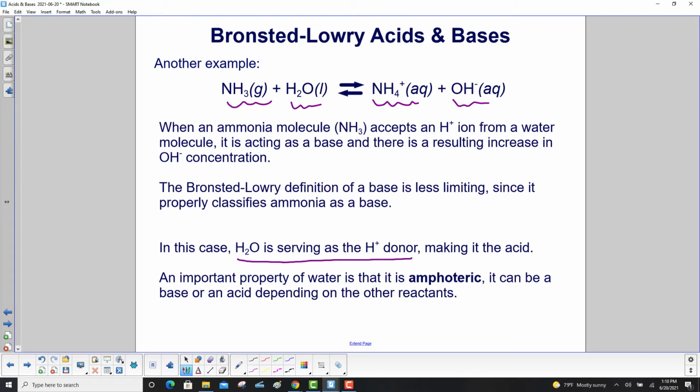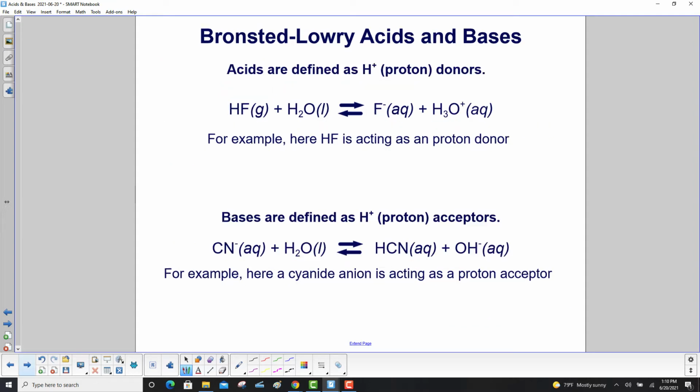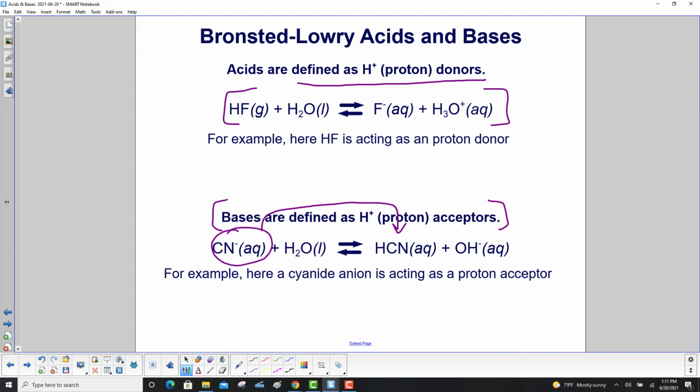An important property of water, we're going to put a box around this one, is that it is amphoteric. It can be a base or an acid depending on the other reactants. Once again, acids are defined as proton donors. So here you have hydrogen fluoride acting as a proton donor, so it is an acid. Bases are defined as proton acceptors. For example, here the cyanide anion is acting as a proton acceptor, right? It turns into HCN over here.